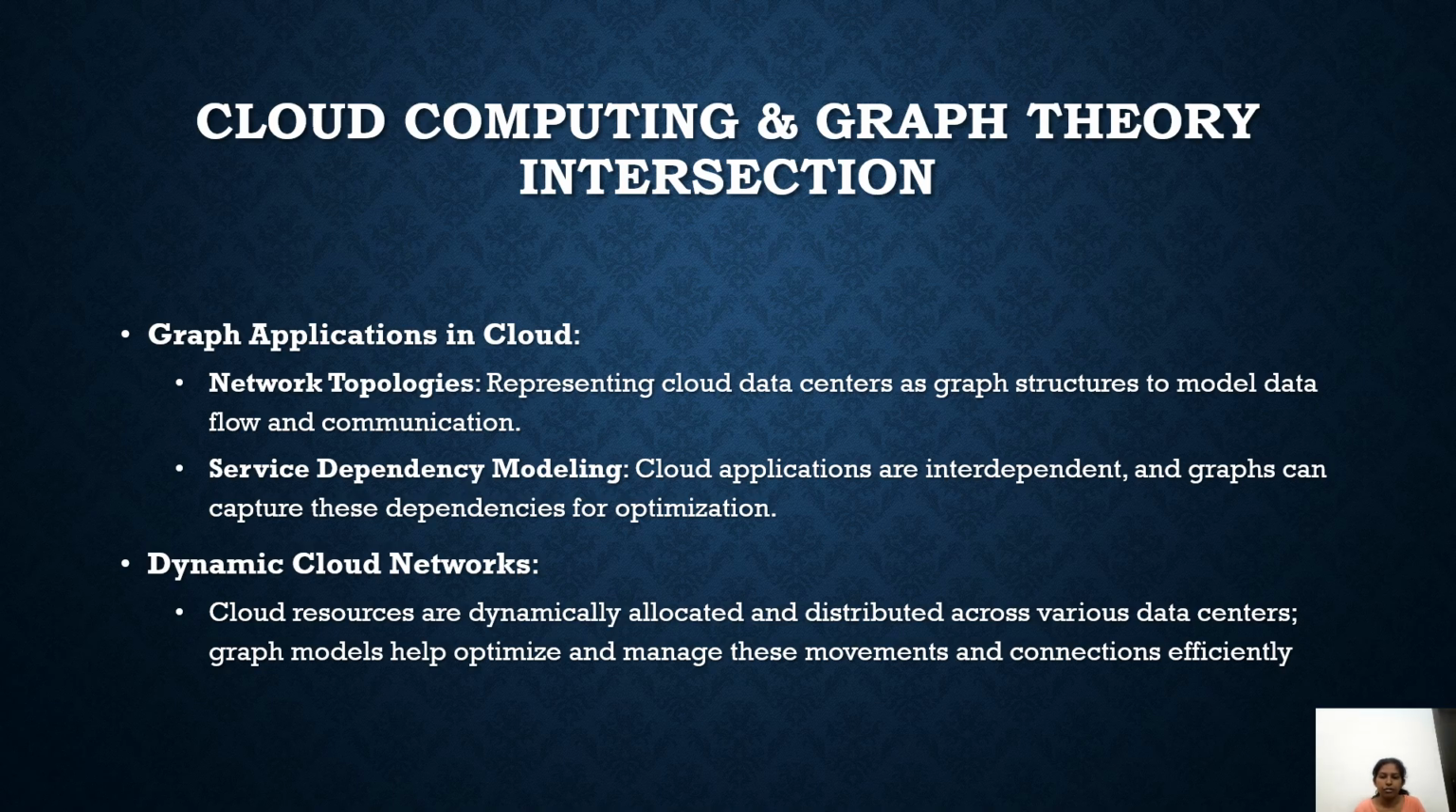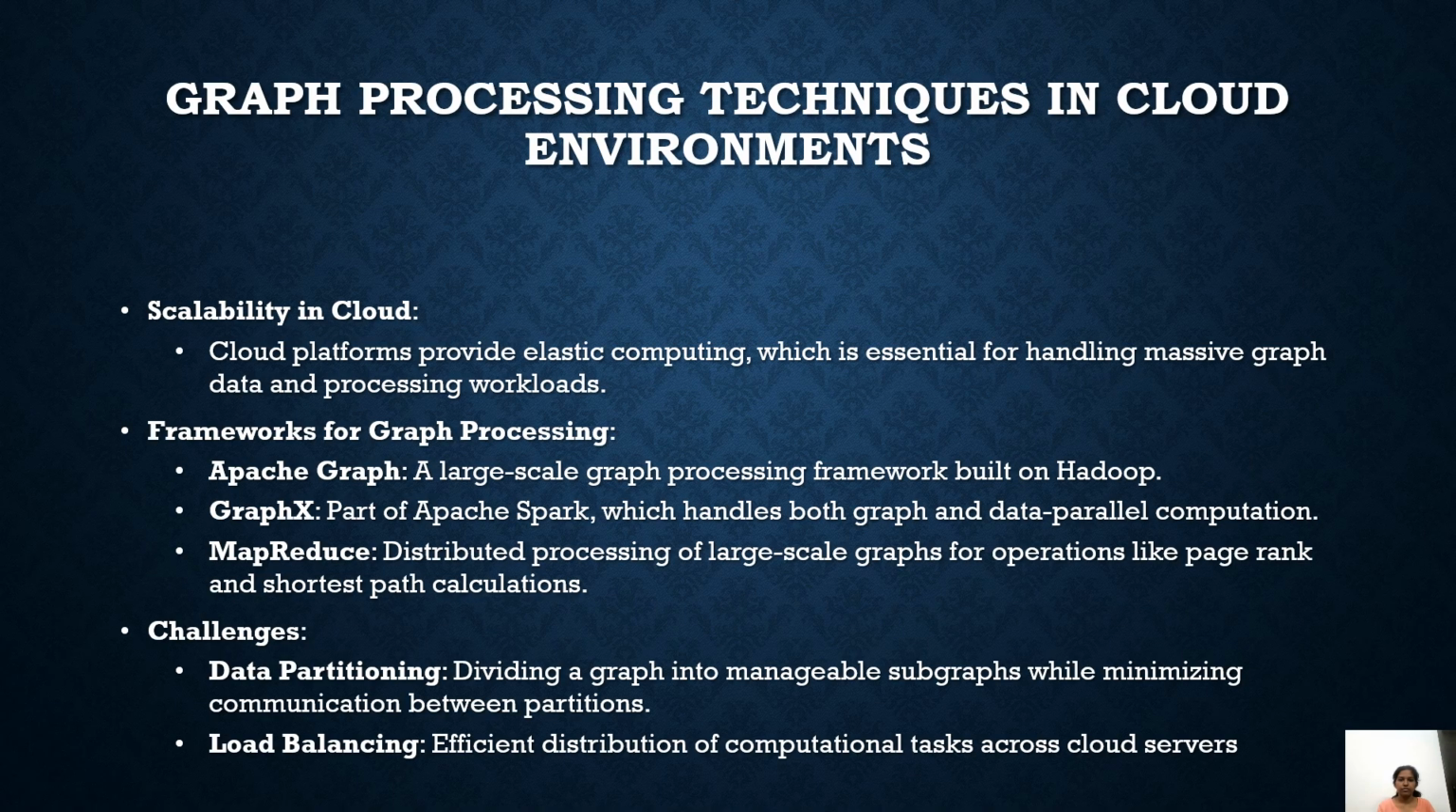these interdependencies for optimization. Dynamic cloud networks. Cloud resources are dynamically allocated and distributed across various data centers. Graph models help optimize and manage these movements and connections efficiently.